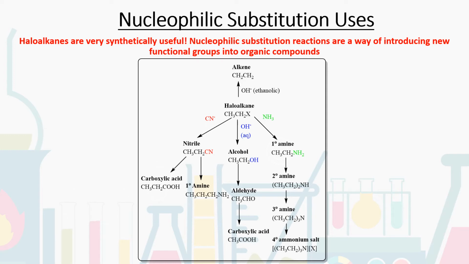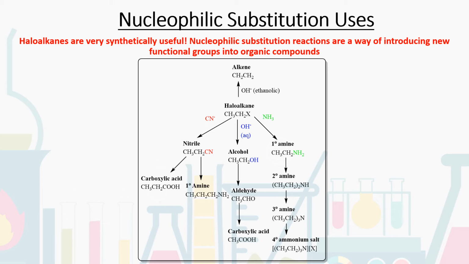If we use our cyanide anion, we saw that we generated a nitrile. We've increased the carbon chain by one, so that's synthetically useful. But we said that we could reduce this nitrile down to an amine, or we could hydrolyze it to a carboxylic acid. And then also we saw we can use ammonia, NH3.